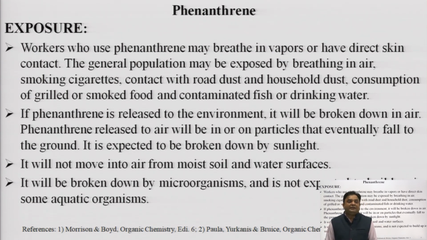Okay, so suppose phenanthrene is released to the environment. It will be broken down in the air. Phenanthrene released in the air will be in or on particles that eventually fall to the ground. It is expected to be broken down by sunlight. So if we take small precautions about the phenanthrene, then if sunlight is there and phenanthrene is present on the ground, sunlight can destroy the phenanthrene ring, and it is not very harmful for the human population.